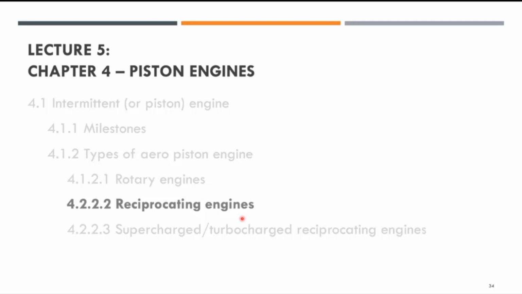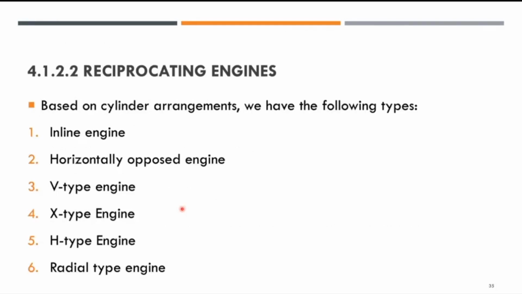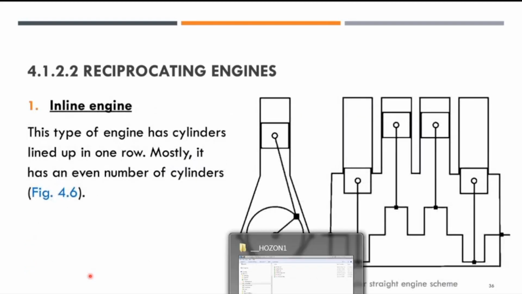Right. So let us move into the next type of piston engine. First one is rotary, and rotary is divided into two, the conventional and the Wankel. Now we want to move into the reciprocating engine. Based on cylinder arrangement, the reciprocating engine can be divided into 6 types. We have the inline type of engine, the horizontal opposed engine, the V type engine, the X type engine, the H type, as well as the radial type of reciprocating engine. Okay, let us go through one by one.